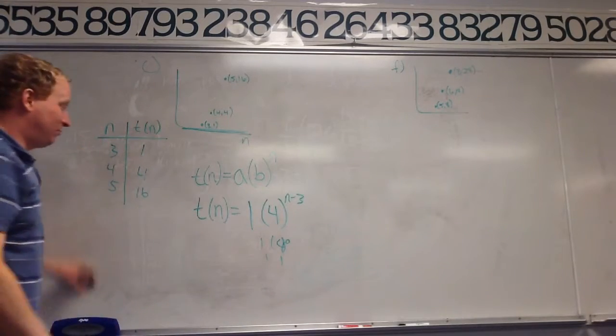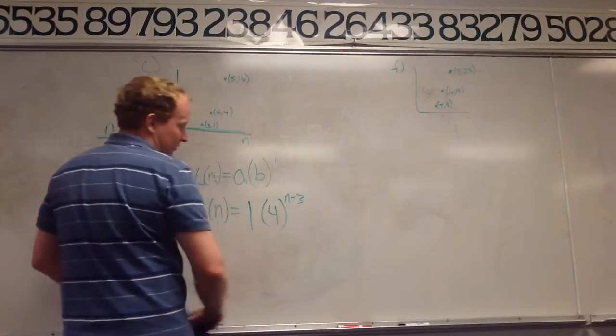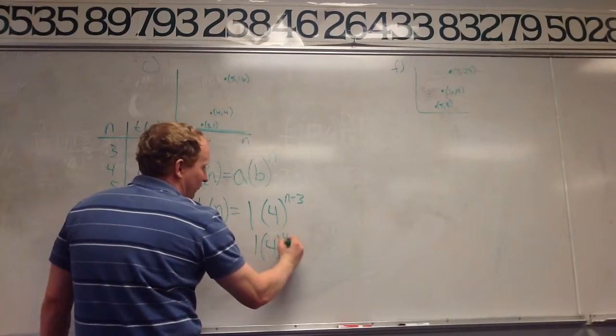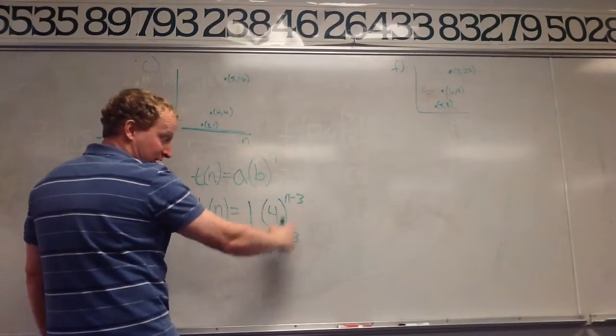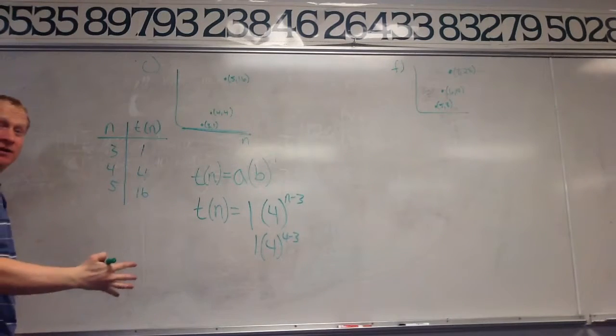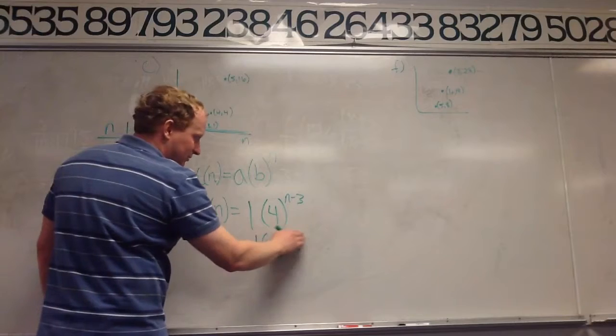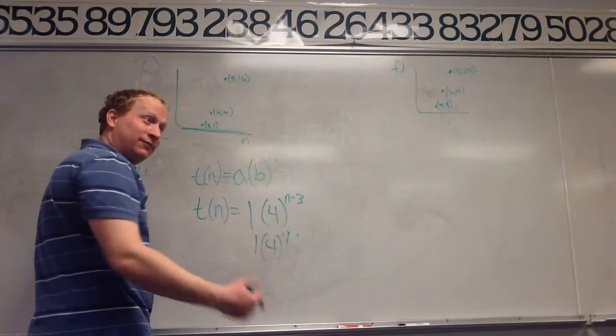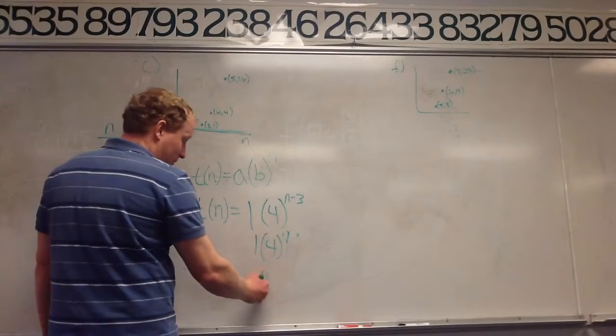If I plug in 4 for n, let's check because we're crazy like that. 1 times 4. If I plug in 4 for n, I should get 4. That's my final answer, right? Yeah. 4 minus 3 is 1. 4 to the first power is 4. 4 times 1 is 4. It works.